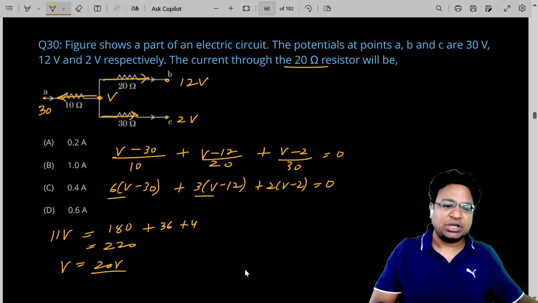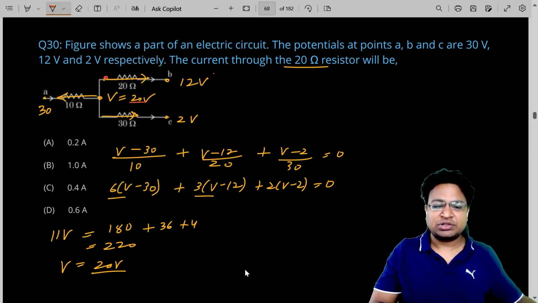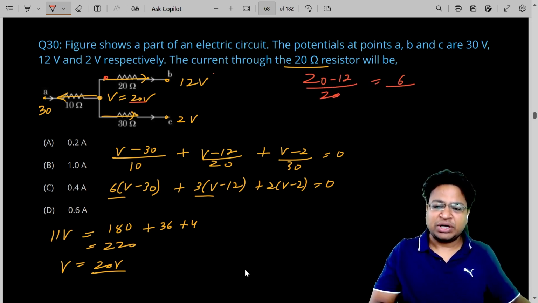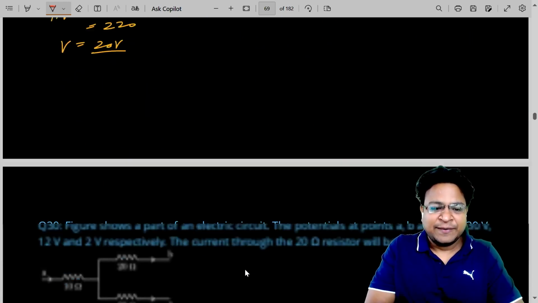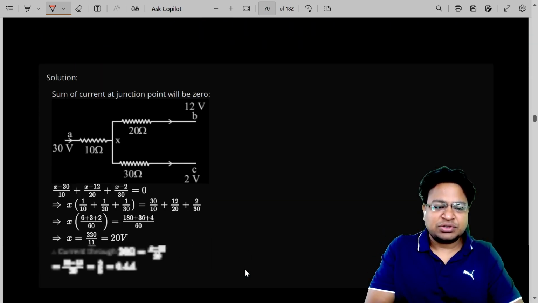Now we know that the potential here is 20 volt, and we want to know the current through the 20 ohm resistor. That's pretty simple now. On one side of the 20 ohm resistor, you have a potential of 20. On the other side, it is 12. So 20 minus 12 is the potential difference, and you divide it by the resistance. So you get 8 upon 20, that is 4 upon 10, so 0.4 ampere. So option C would be the right answer. All right, so option C is the right answer to this question.